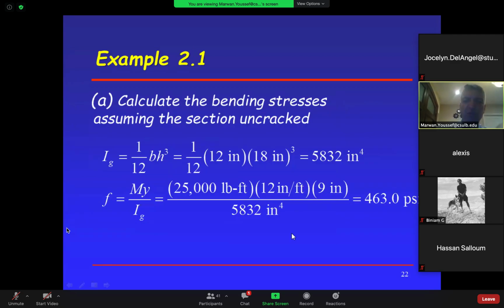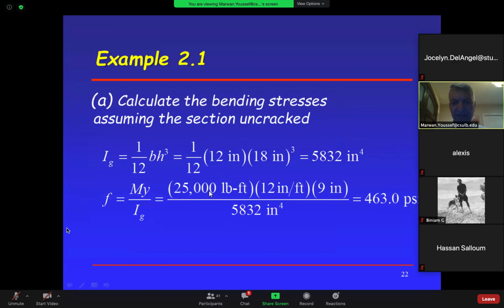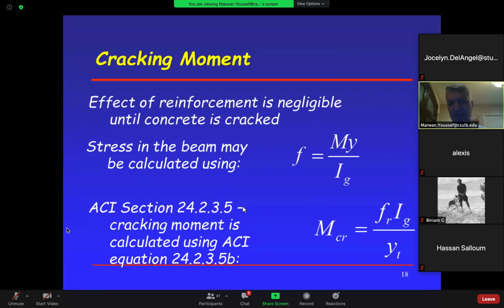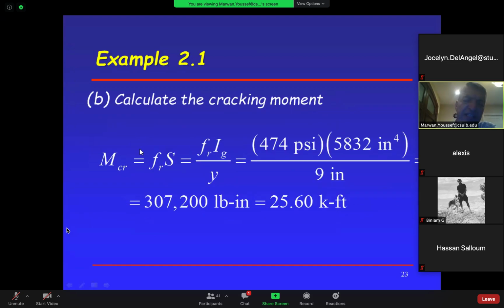All right. So we got the actual tensile stress, and now we will calculate the cracking moment. So what is the cracking moment? FR times IG over Y. It came from here. Here it's listed as FR times section modulus, so don't worry about that. You will see section modulus in steel when you do steel design, but we don't need it at this time. So it's equal to FR IG over Y.